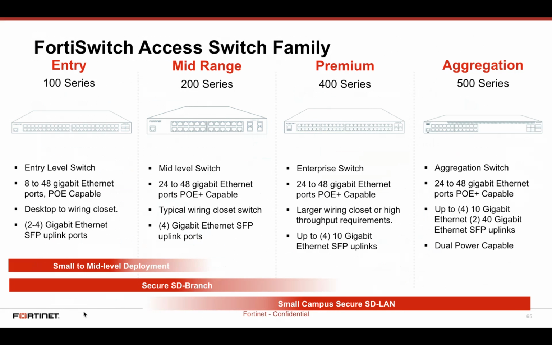The key difference on this switching platform, across the model series, is the capacity of the number of uplinks. In the 100 series, we have uplink capacity of 1 gig ports, 2 to 4, and typically 4 SFP uplink ports on the 200 series, which are mid-level Forti switches. Whereas the enterprise switching models, the 400 and 500, have uplink support of 10 gig on the 400 series, whereas the 500 has 40 gig uplinks as well, 2 40 gig uplinks.